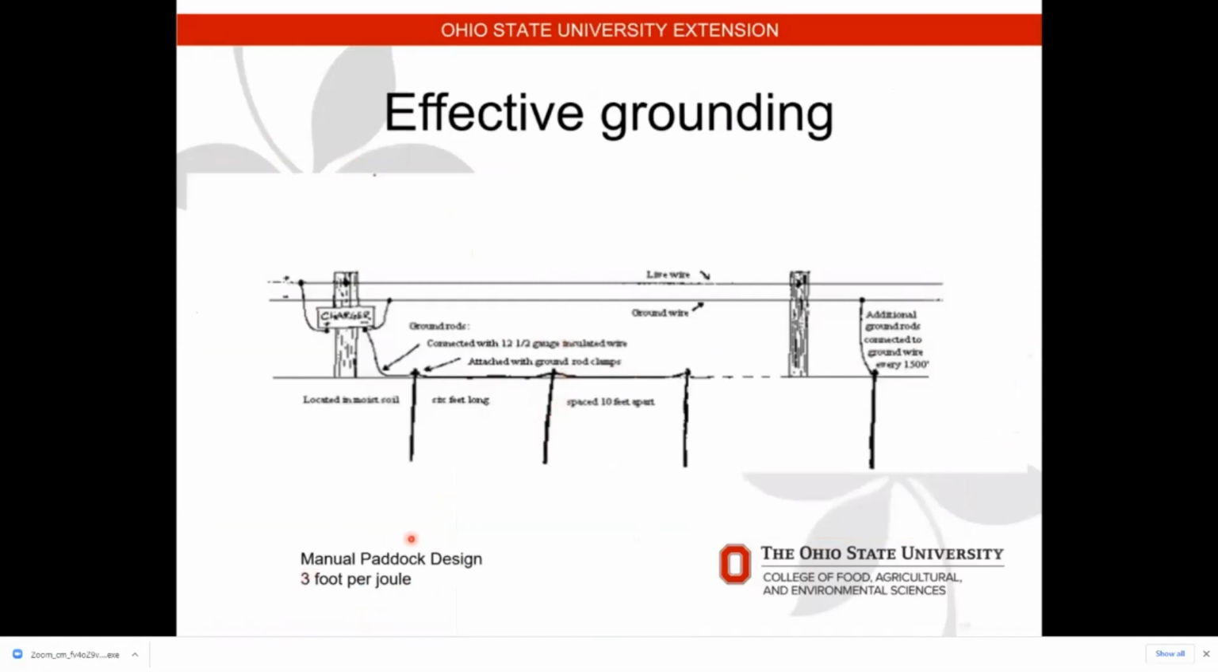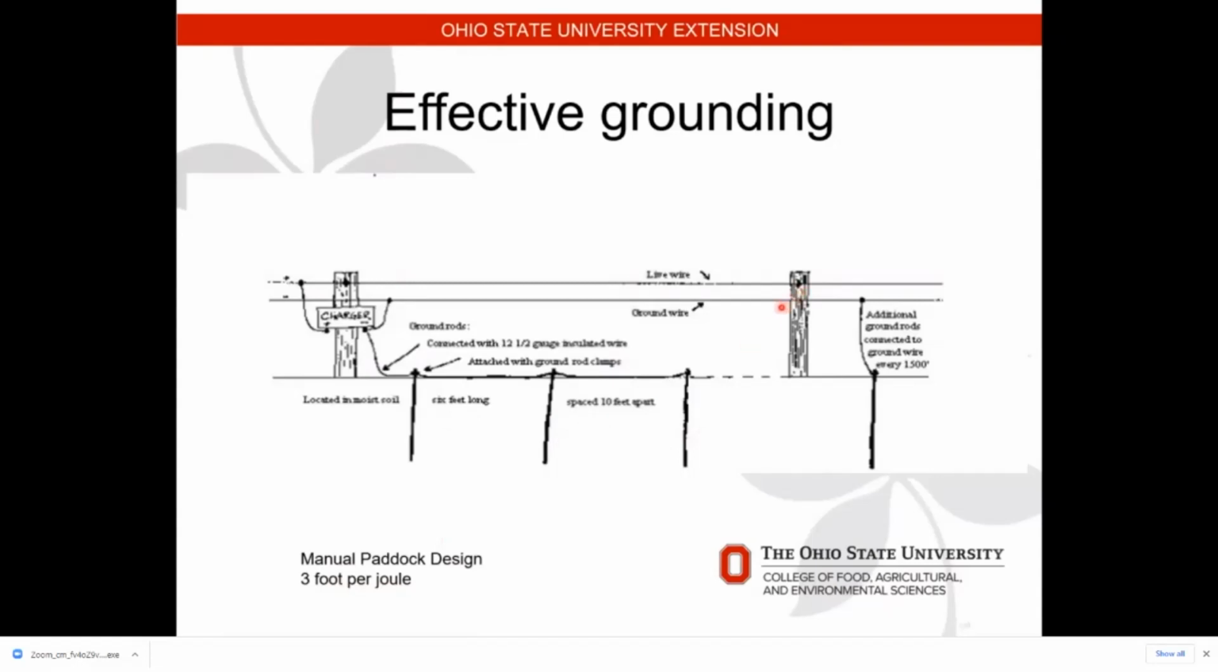Again, there's a nice article in your books, in your manuals, and it's under the paddock design, also on some watering systems that Clint talked about. There's some information in there. But I have read 3 foot of grounding rod per joule. I would say at least 3 ground rods, no matter what size of charger you got, 6 foot, 10 foot apart. At least 10 foot is what I'd go with.